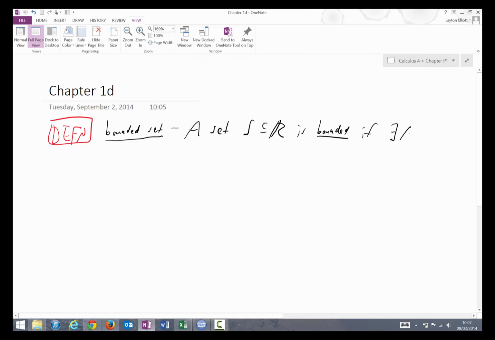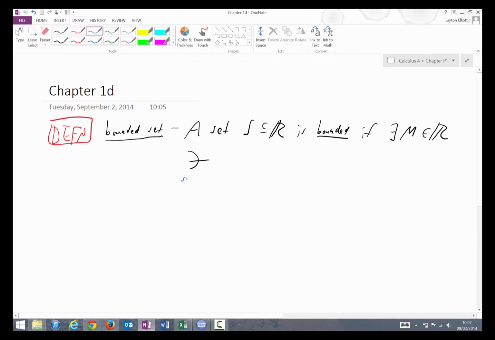If there exists an M in R, meaning there exists a real number, such that, now I'm going to start using this symbol, and I want you to try to get used to this because it's going to be good shorthand, such that the absolute value of x is less than or equal to this M for all x in S. So this is very typical math speak for what's going on, meaning that we have a set that's bounded if I can find some number so that my numbers in S are less than or equal to that number. And so this is just a set definition of this.